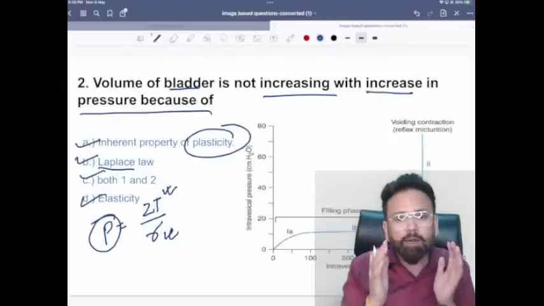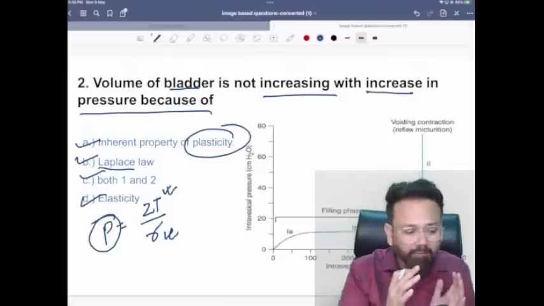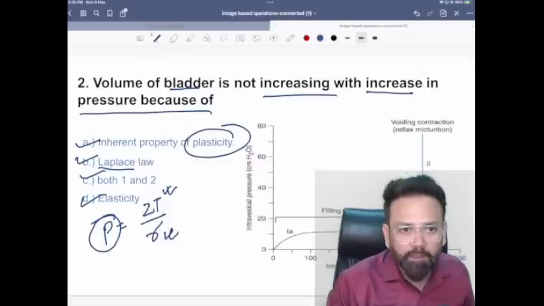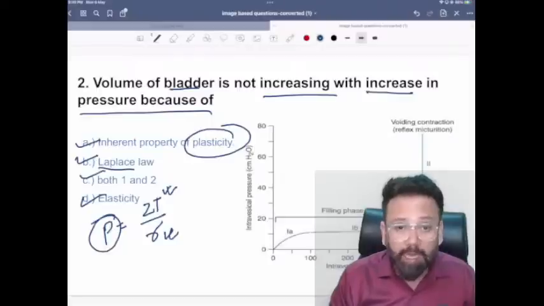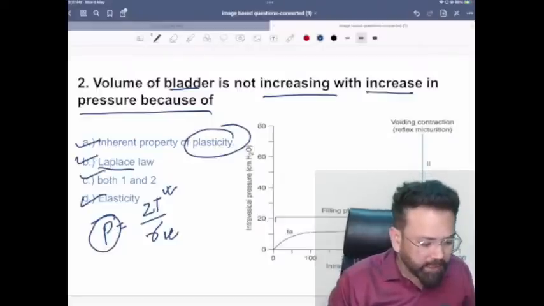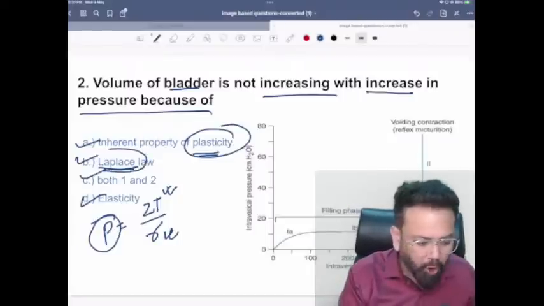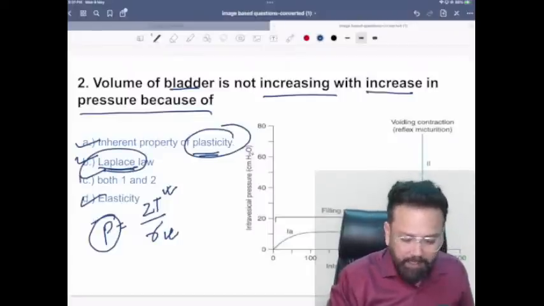Similarly, urinary bladder, the uterus, all of them are plastic because they have to accommodate something or the other. Uterus has to accommodate the baby, and urinary bladder has to accommodate the urine. They are plastic. Remember that smooth muscles are plastic in nature due to Laplace law. Answer will be C. Both 1 and 2 are correct.